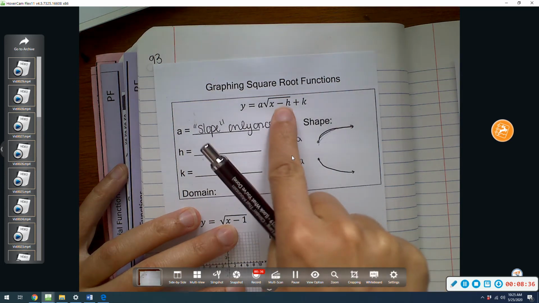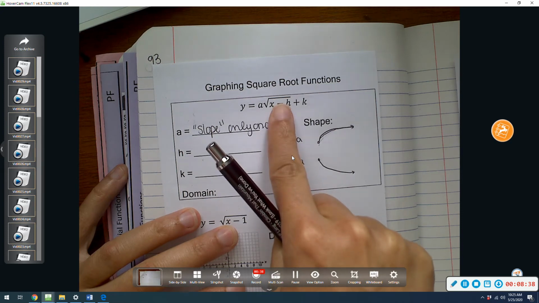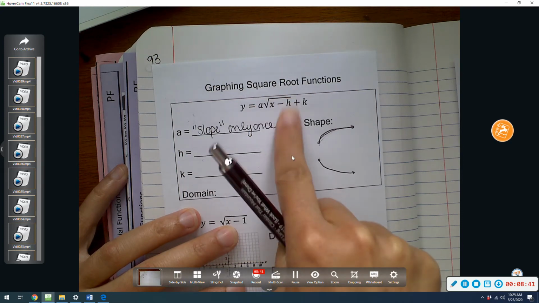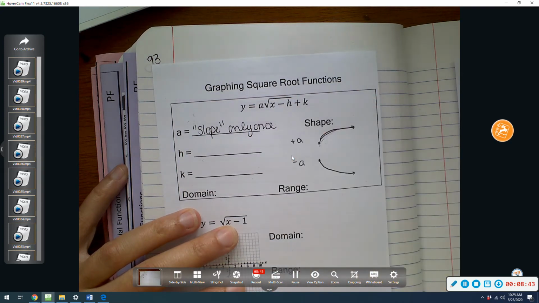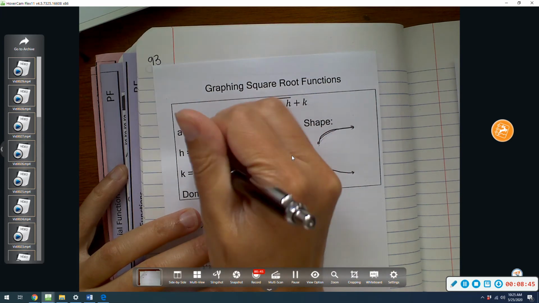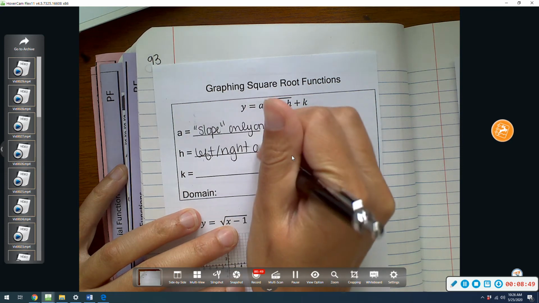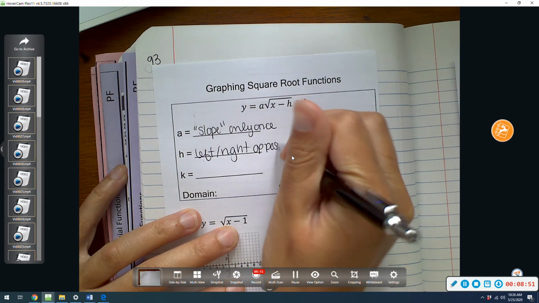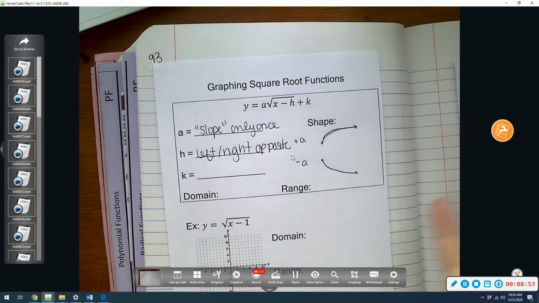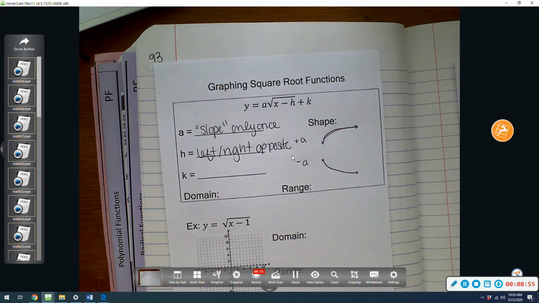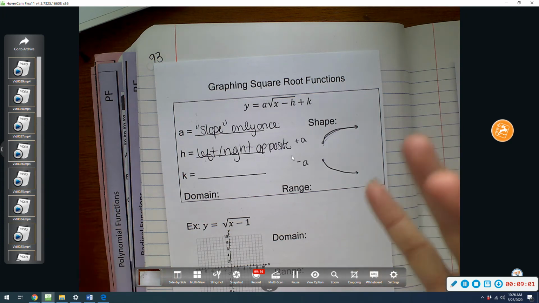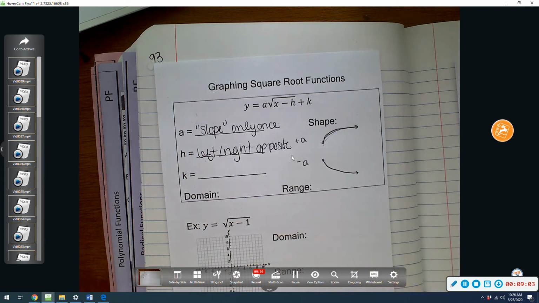Okay. Now H was that number inside the square root function. I can tell because it's got that long bar over it. And when we were adding or subtracting numbers inside there, we were moving left and right, but oppositely. So if I see minus 2, I really go to positive 2, or right 2. If I see a plus 3, then I'm going to go back 3 or negatively 3.